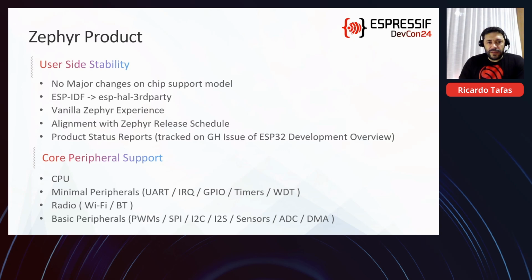Also, on the user side stability, we have defined quite of a cycle on how to support devices. So we always start with CPU, then minimal peripherals, then radio, then the rest of the peripherals, the basic and the advanced ones. So users, when they start seeing our devices, they will note that we have been doing incremental support on all SoCs already supported, and we've been adding new content.